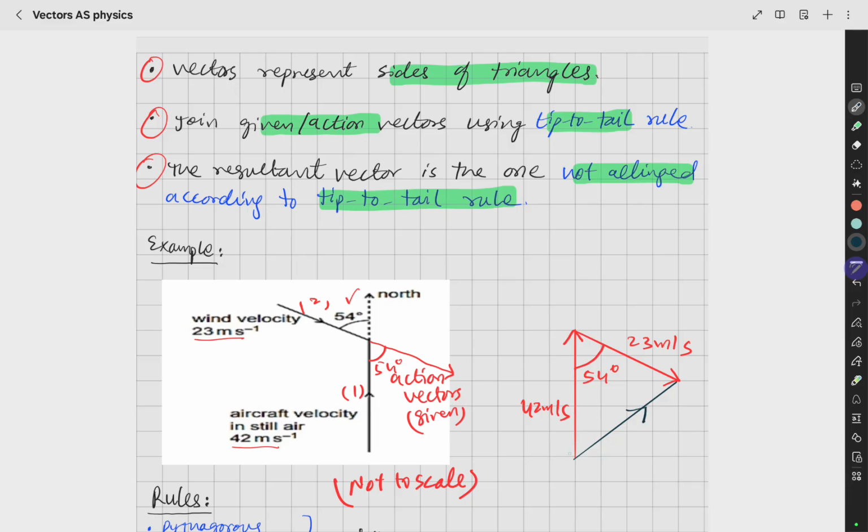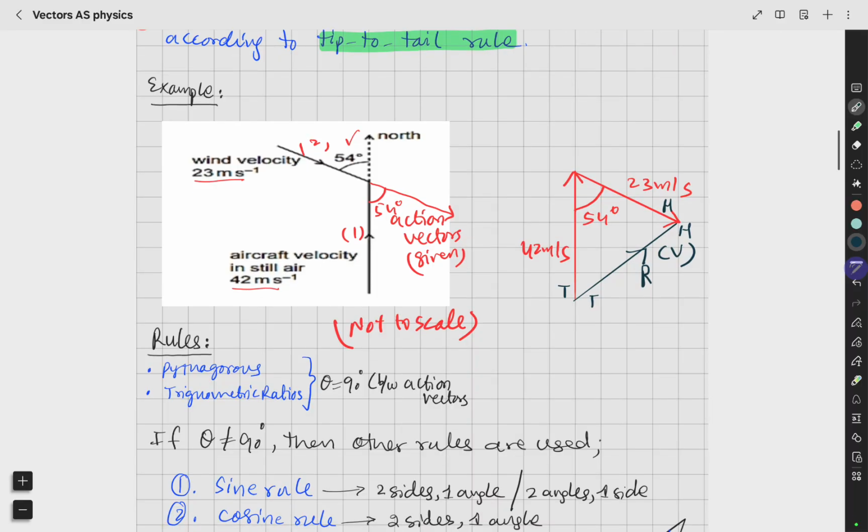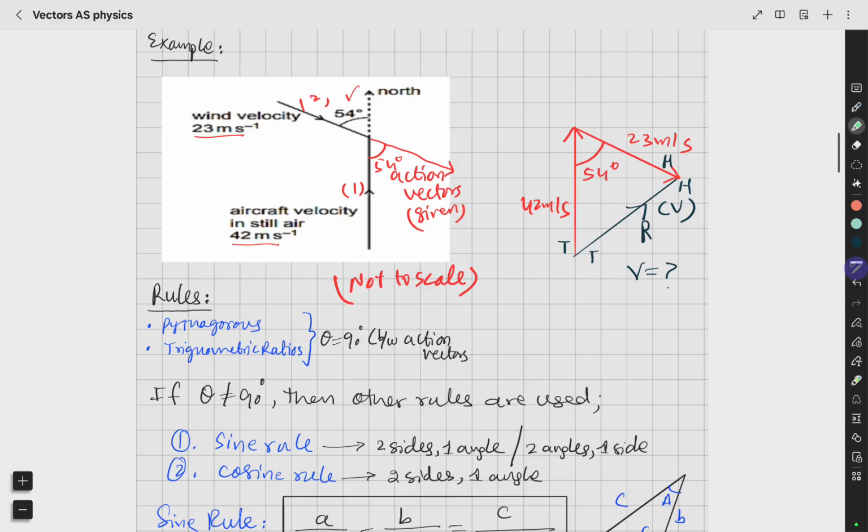So this is your resultant vector, or this is your resultant velocity, because it starts from the tail of the first and it ends up at the head of the last. As I told you, the resultant vector is not aligned according to head to tail rule. So that's how you draw your diagram. Now about the rules, how to find this value of V. If the angle in the question is 90 degree, which is not 90, which is actually 54.